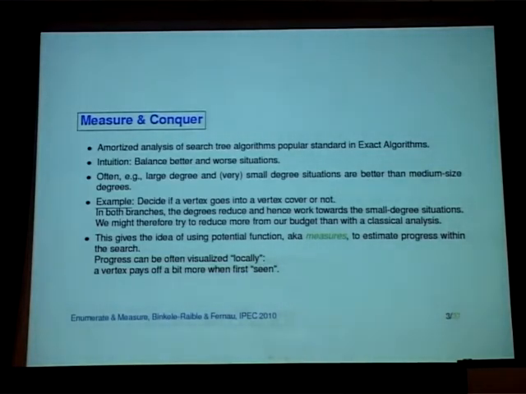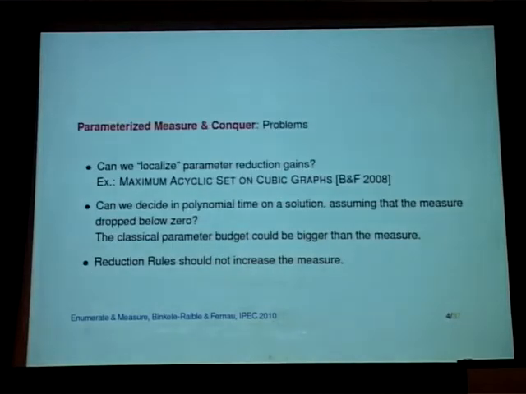And this is exactly the point where things tend to be non-trivial in the parameterized setting, because these local arguments somehow slip away. If we try to use this idea within the parameterized setting, then sometimes it's also possible to actually localize what's going on.